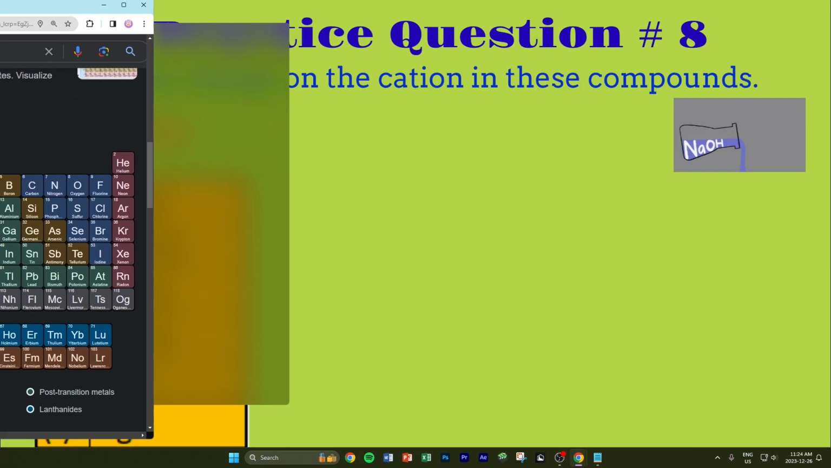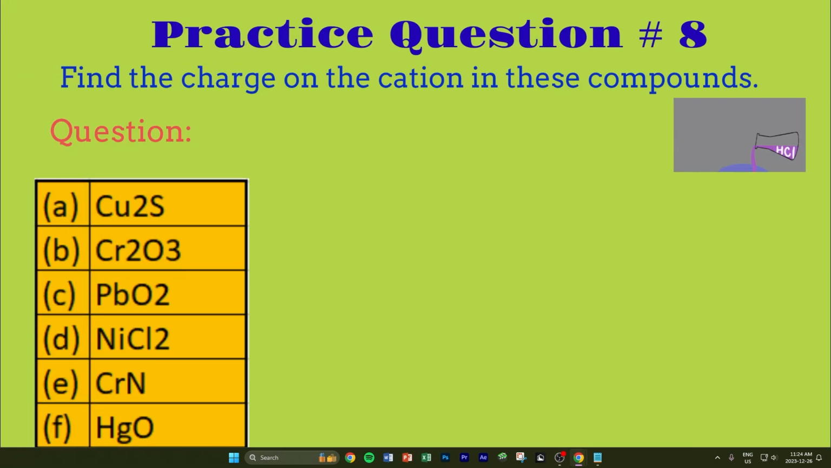So that means that sulfur has 6 in the outer shell. Since it has 6, it's looking for 2 more. So that means it's going to gain 2 electrons, and if it gains 2 electrons, then sulfur will have a charge of -2.